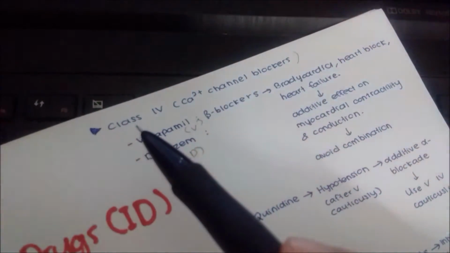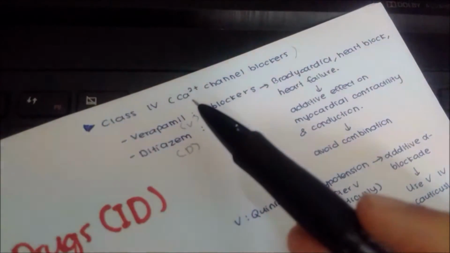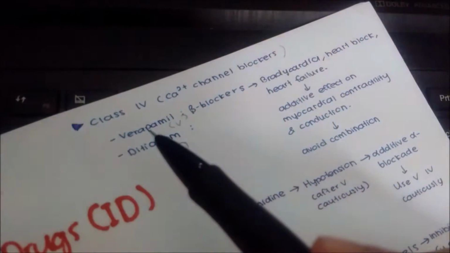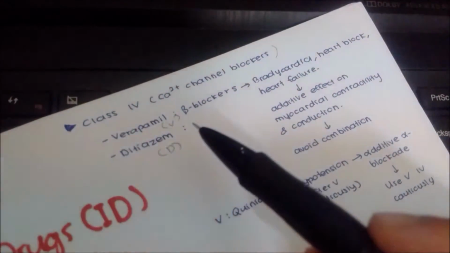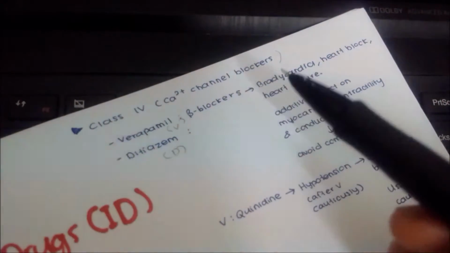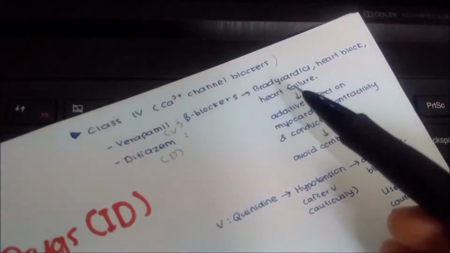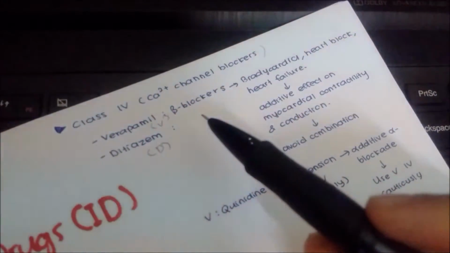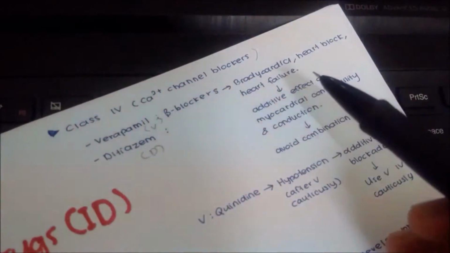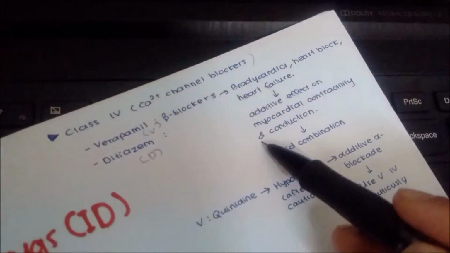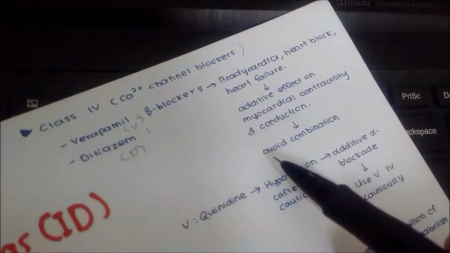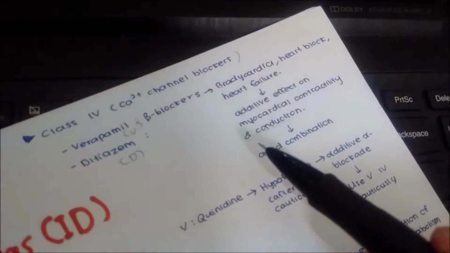The last one is class 4, which is the group of drugs that act as calcium 2+ channel blockers. Examples of the drugs are verapamil and diltiazem. When the patient takes these drugs, it will cause bradycardia, heart block, and heart failure. At the same time, when the patient takes beta blocker drugs, it will cause an additive effect on myocardial contractility and conduction, so we need to avoid combining verapamil and diltiazem with beta blockers.